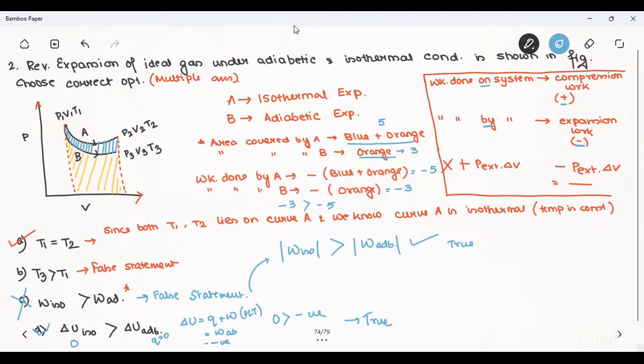We know this. So delta U is W. So delta U is equivalent to the work done in an adiabatic process. And what is the adiabatic process here? B is the adiabatic process. See, the arrow is like this, so it is an adiabatic expansion. And I just now told you for expansion we will get the values in negative. So this is 0 and this is something we are getting in negative. So 0 is greater than negative. So this is a true statement.